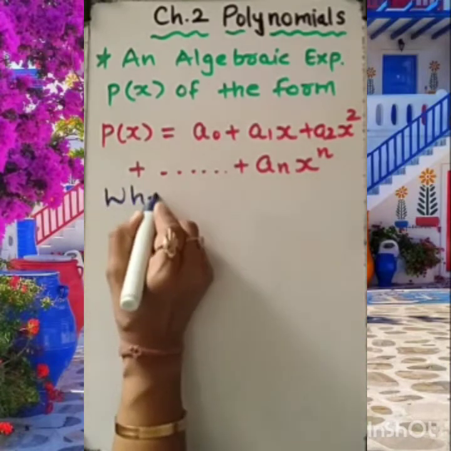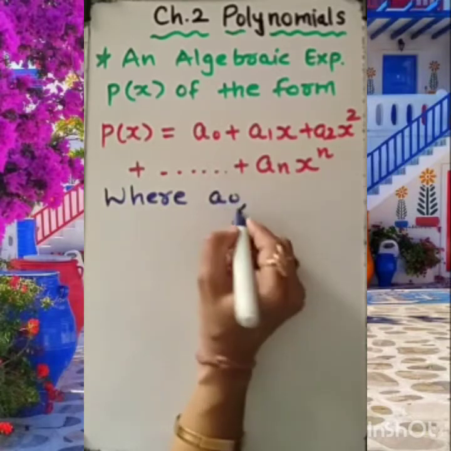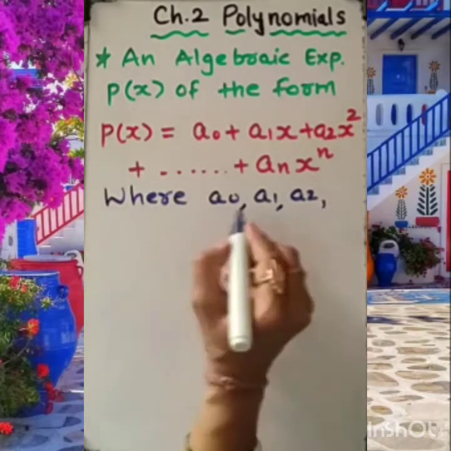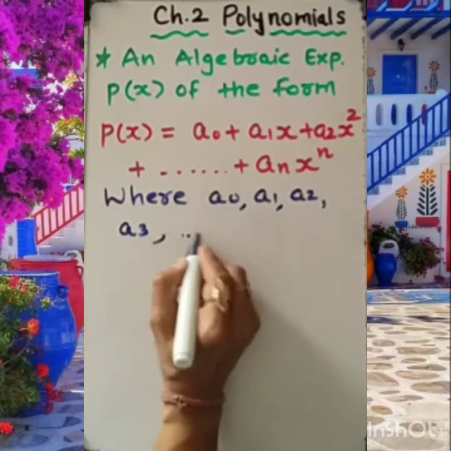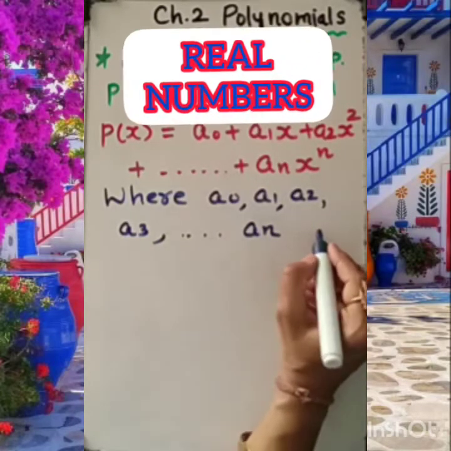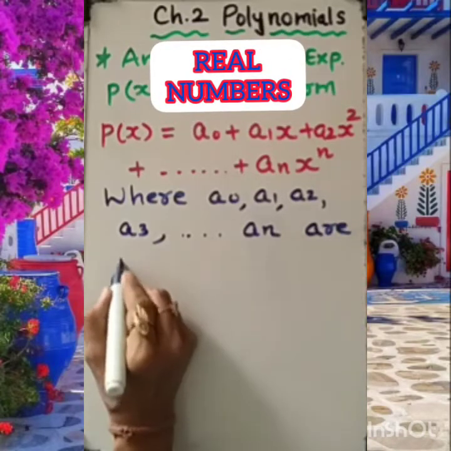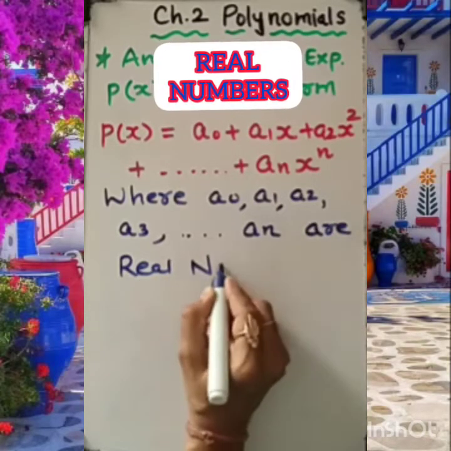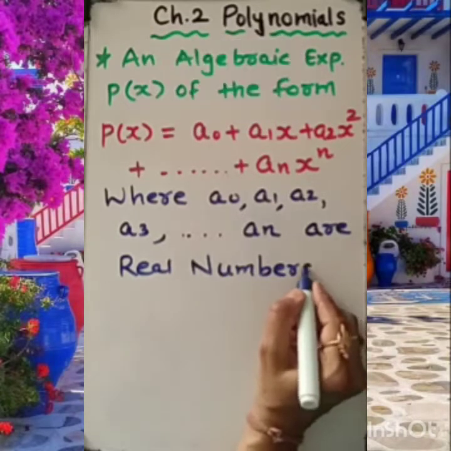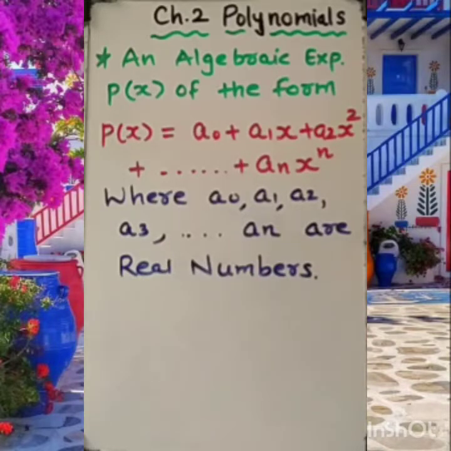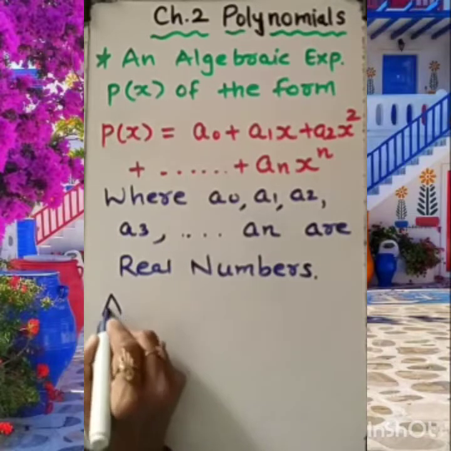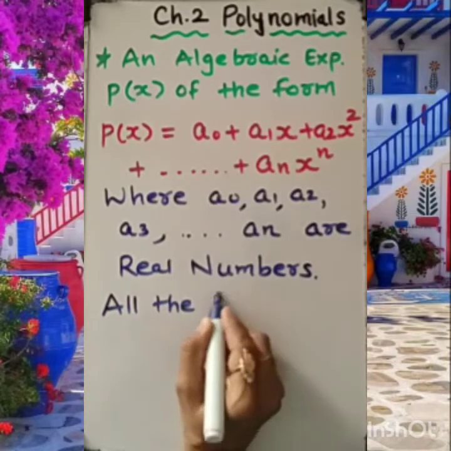In that, what are a1, a2, a3? We need to mention a0, a1, a2, a3, a4 up to an. What are they? They are real numbers. Okay, we know that they all are real numbers. As you know the definition of real numbers nicely now, a real number is the sum of rational and irrational numbers. Okay, these are the real numbers.